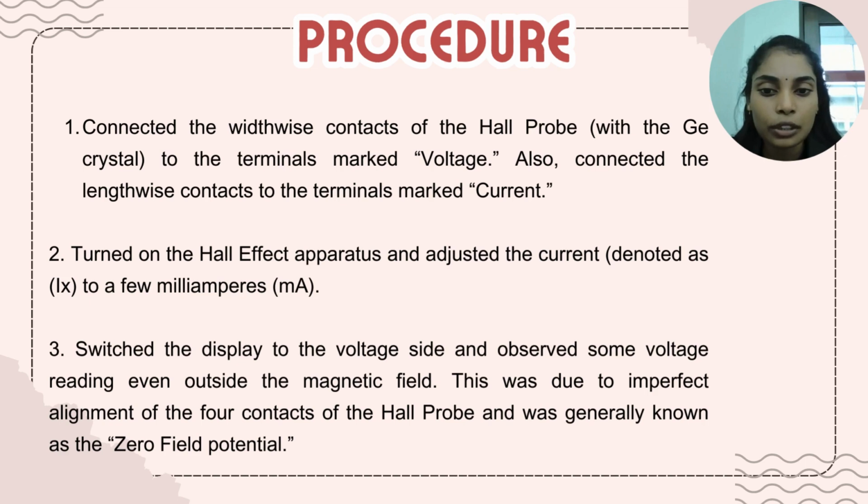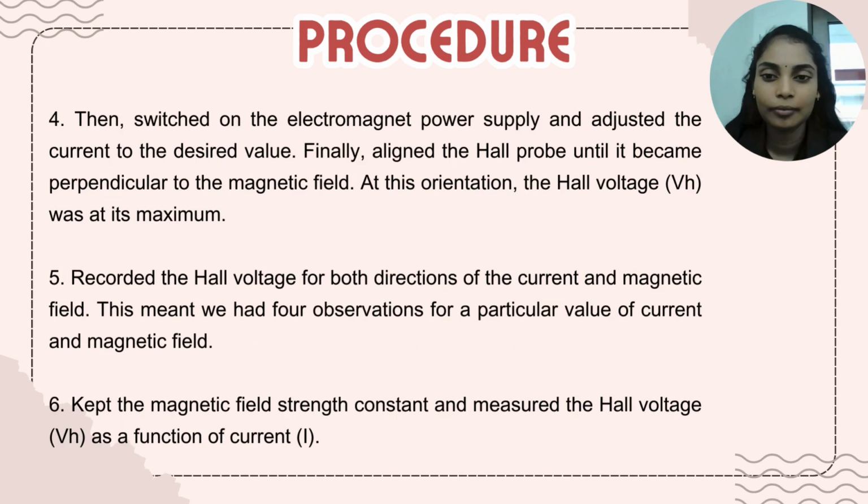And third, we switched the display to the voltage side and observed some voltage reading even outside of the magnetic field. This was due to imperfect alignment of four contacts of the Hall probe, generally known as zero field potential. We switched on the electromagnet power supply and adjusted the current to the desired value. And we aligned the Hall probe until it became perpendicular to the magnetic field. At this orientation, the Hall voltage was at its maximum.